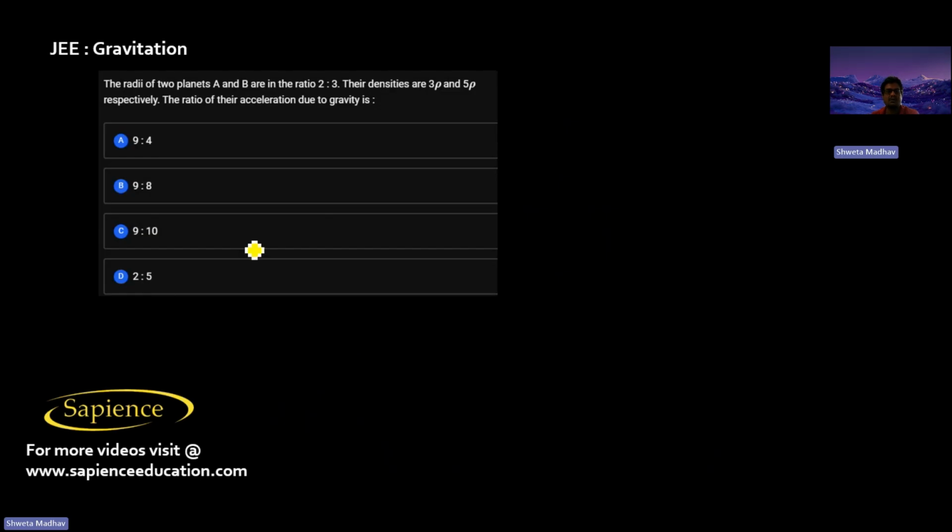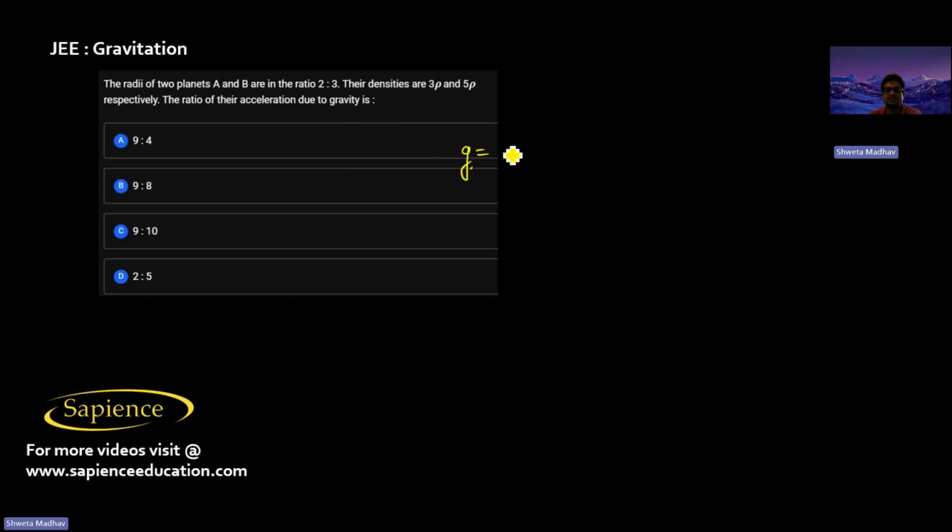Then here it is told the radii of two planets A and B are in the ratio 2:3. Their densities are 3 rho and 5 rho respectively. We need the ratio of their acceleration due to gravity.